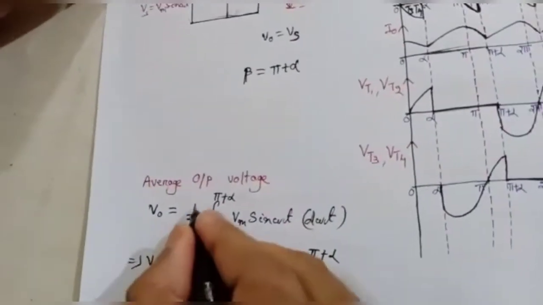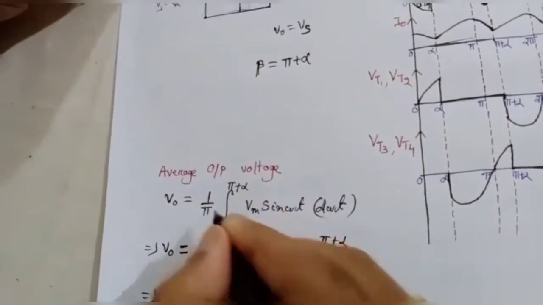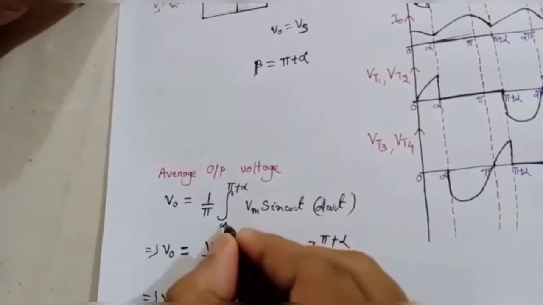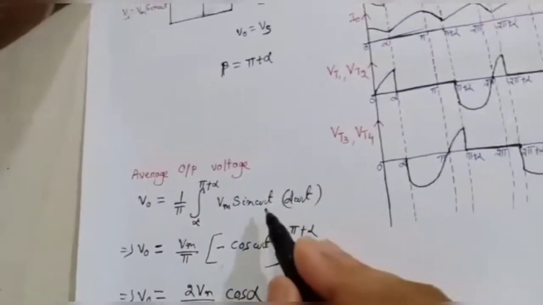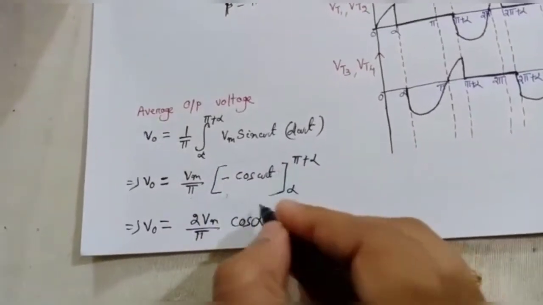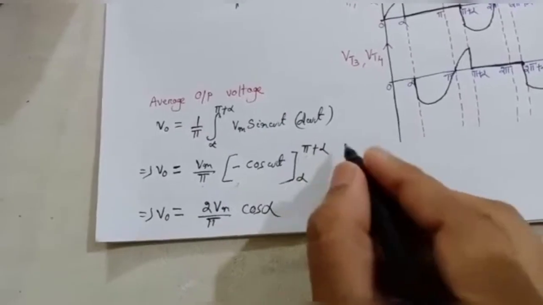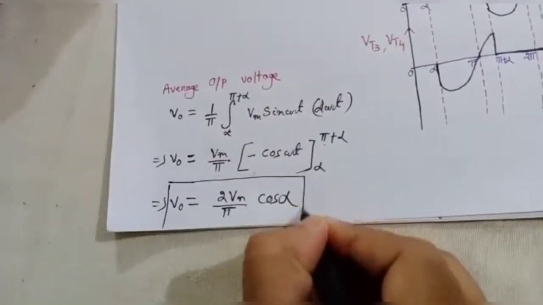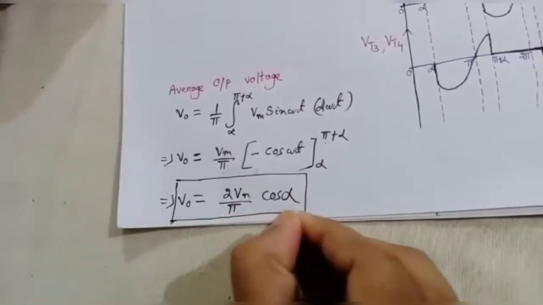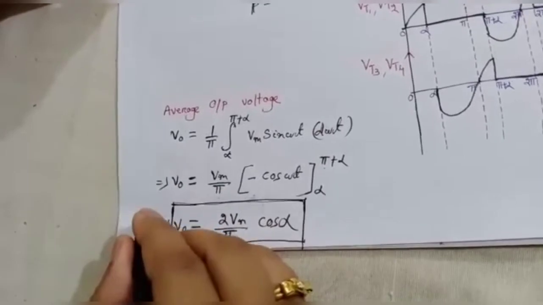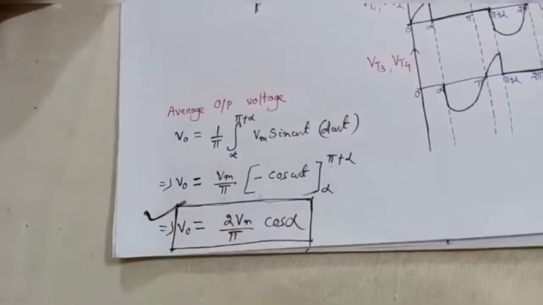So let's come to this. The cycle is 1 by pi, integration Vm sin omega t d omega t, and the limit is alpha to pi plus alpha. So integration of sin is minus cos. So Vm by pi, minus cos omega t, limit is alpha to pi plus alpha. So finally we will get the value of voltage V0 is equal to 2 Vm by pi cos alpha. This is the value of average output voltage when we have taken an RL load in a single phase full control rectifier.